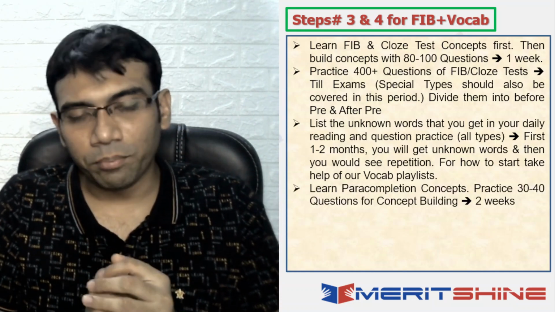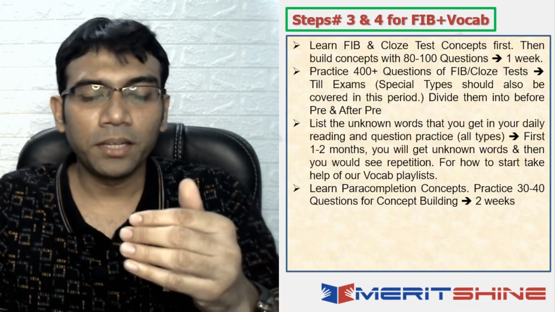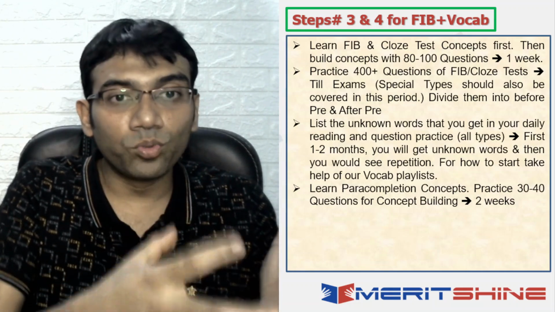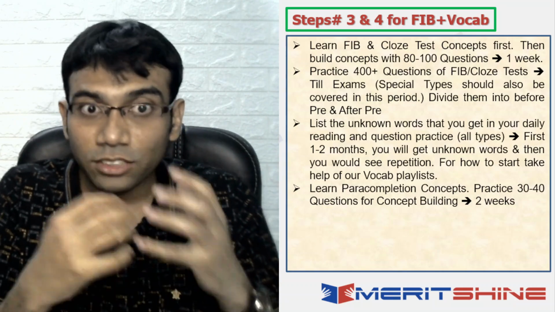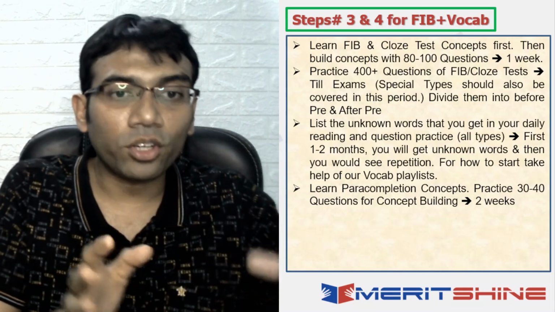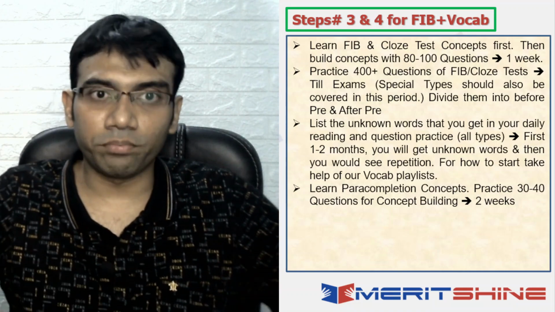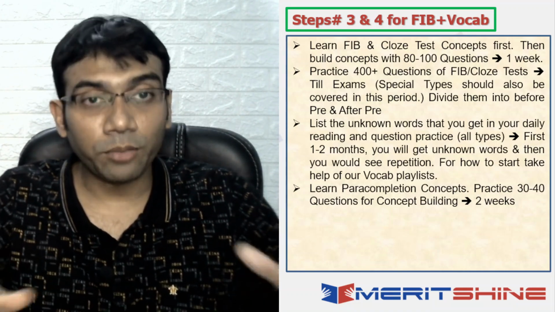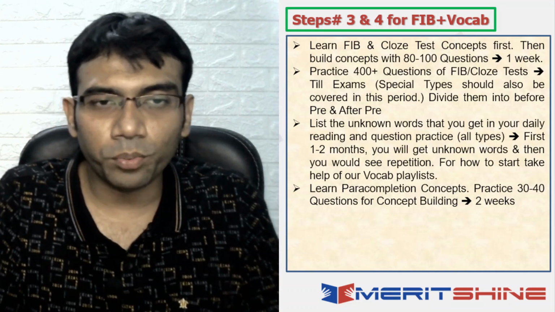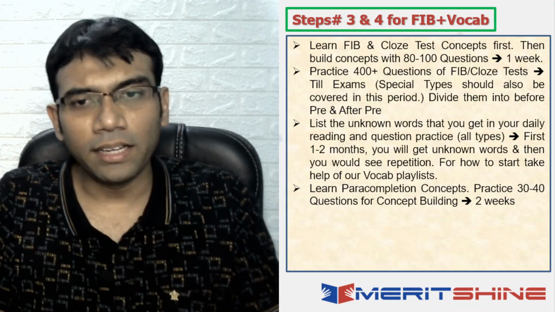Now, the next is para-completion. First, you will have to learn the concepts of para-completion and how to identify which set of phrases would replace the missing line. That is what we will have to do in para-completion, and then we will have to practice 30-40 concept builder questions. Now, this would take 2 weeks of yours, not more, because many things would be going on at that point of time. Your quant would be going on, your logical reasoning would be going on, your English, other topics would be going on. So 2 weeks is enough time to understand the concepts and do the practice.